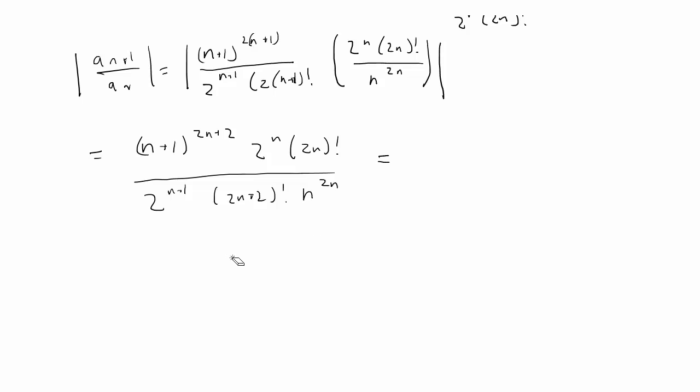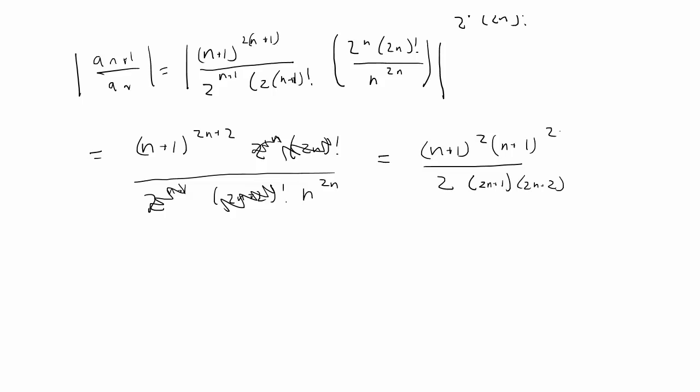So now let's cancel anything. If we take this term and this term, that's going to give us a 2 in the denominator. If we cancel this term and this term, that's going to give us (2n+1) and (2n+2) in the denominator. Then I'll simplify this as (n+1) squared times (n+1)^(2n). And then this will have n^(2n) in the bottom.